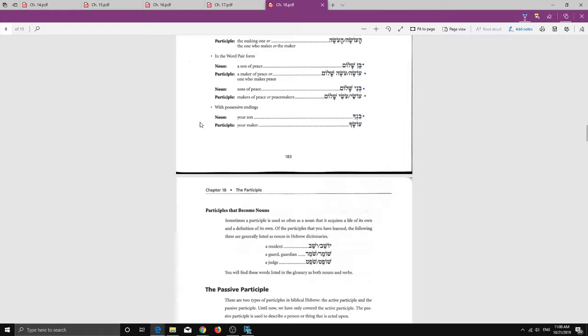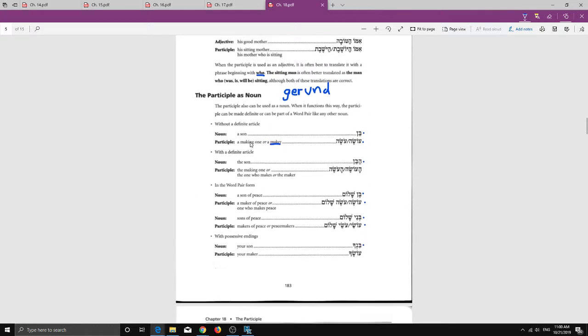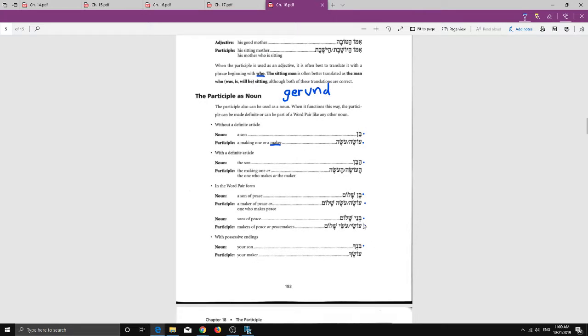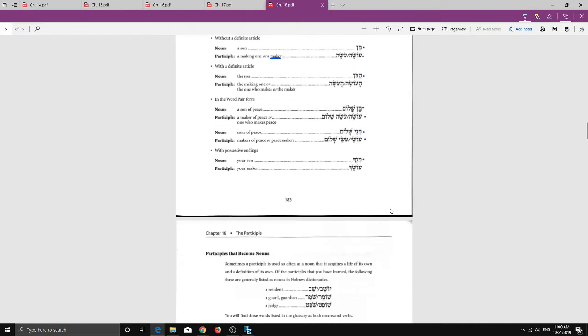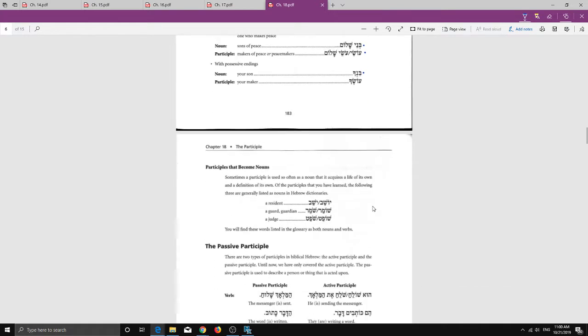Bincha, so this is showing it with possessive endings. Your son. Oseka, your maker. So when a participle is functioning as a noun, it behaves just like other nouns can behave, is basically what this whole section is about, which is not very surprising.